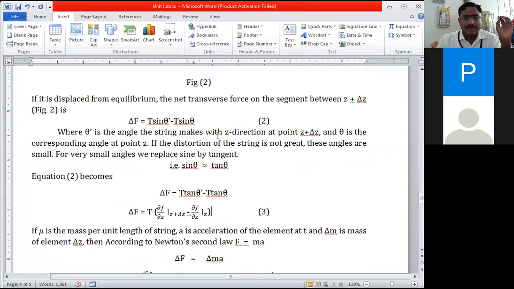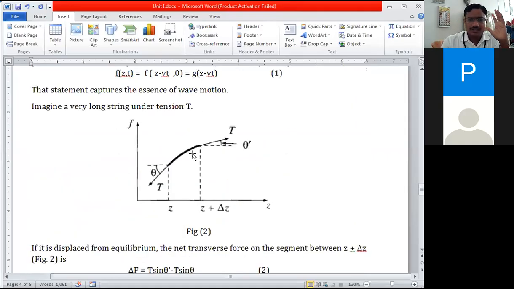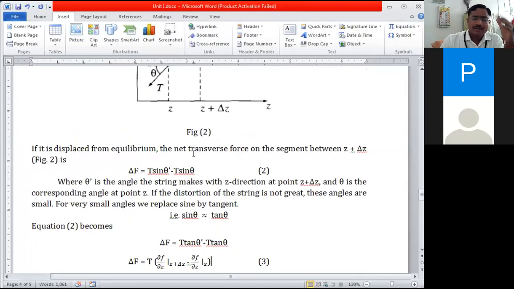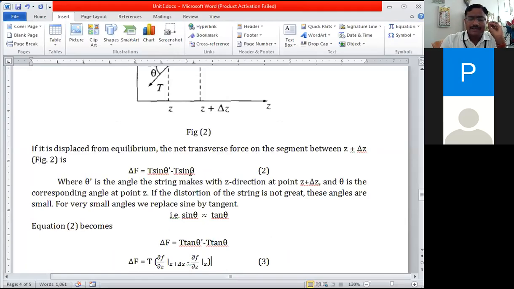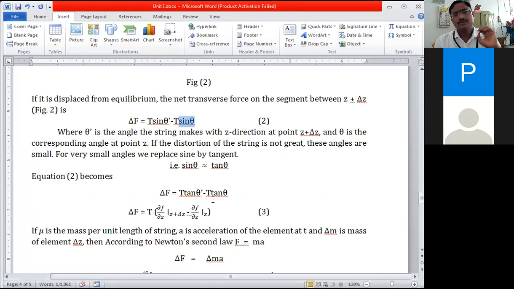Did you notice again? We have considered a very long string and applied a tension T. When the tension is applied, the string undergoes bending. For the upper side, we considered the string bends by theta dash, and for the lower side, the string bends by theta. Now the net transverse force we have written as delta f is equal to t sin theta dash minus t sin theta. Since theta dash and theta are very small angles, we can replace the sine terms with tangent.